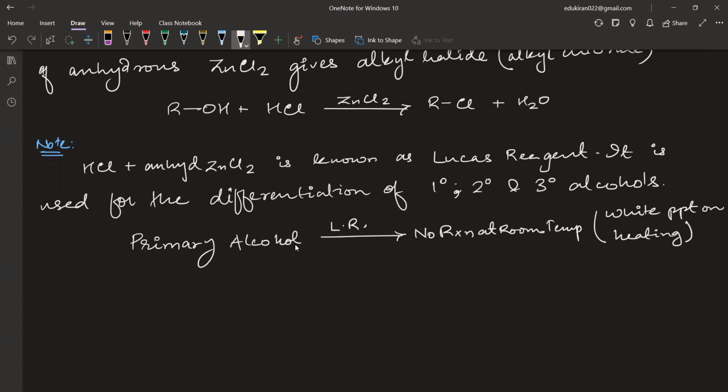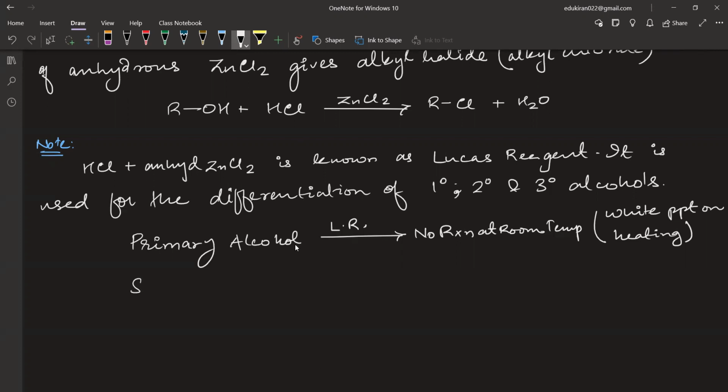Okay, so if you have been given a sample and you add Lucas reagent to it, and at room temperature it does not give you any PPT, nothing happens, and then you heat it, and after heating it gives you a white PPT. That means it is a primary alcohol.